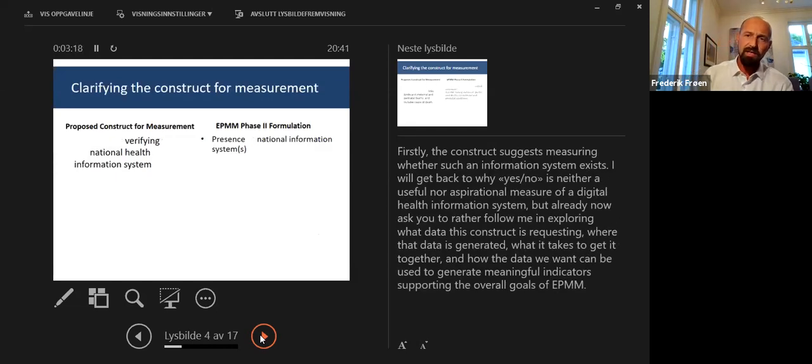Firstly, the construct suggests measuring whether such an information system exists. I'll get back to why yes or no is neither useful or aspirational in terms of measuring a digital health information system. But I'd like you now to follow me in exploring what data this construct is requesting, where that data is generated, what it takes to get it together, and how the data that we're trying to measure can generate meaningful indicators supporting the overall goals of EPMM.